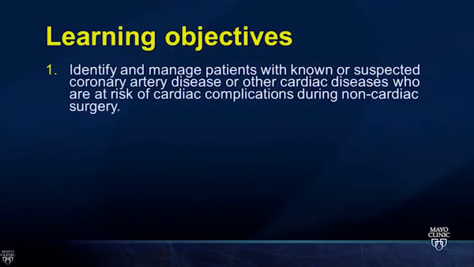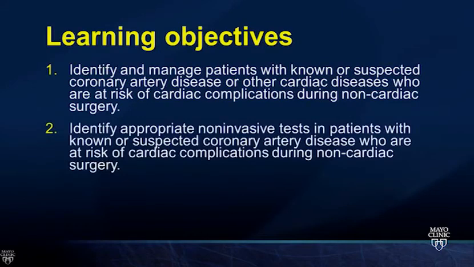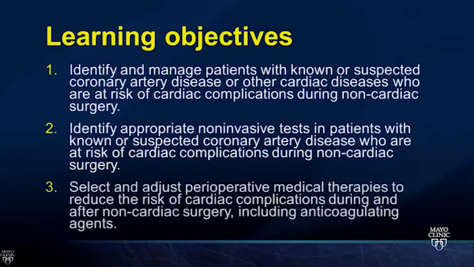We have 3 learning objectives for the next 35 minutes. First, we will identify and manage patients with known or suspected coronary disease or other cardiac diseases who are at risk of cardiac complications during non-cardiac surgery. Secondly, we will identify appropriate non-invasive tests in patients with known or suspected coronary disease who are at risk of cardiac complications during non-cardiac surgery. And third, we will learn to select and adjust perioperative medical therapies to reduce the risk of cardiac complications during non-cardiac surgery, including anticoagulating agents.